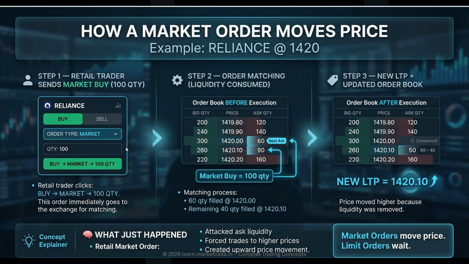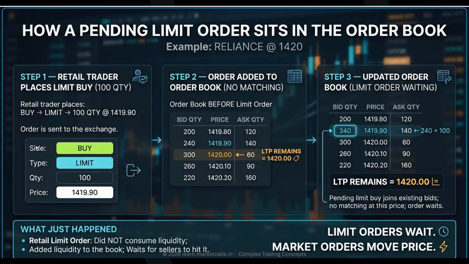So what is actually happening is the market order is taking the liquidity from the market. That's the official term we'll use. When I say liquidity, liquidity means limit orders. So a market order takes liquidity, a market order consumes liquidity.